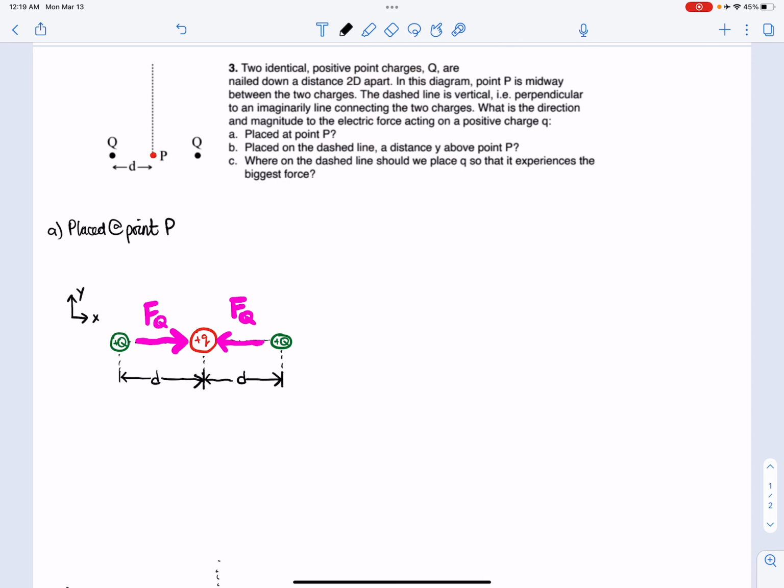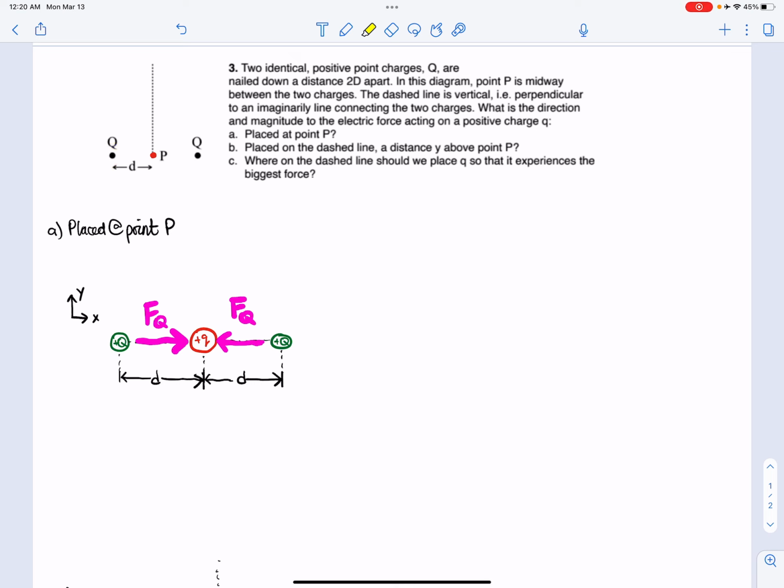I can say that we are going to experience two forces, right? And the first force is pointing towards the positive x direction. That's FQ right here. And an equal and opposite FQ pointing towards negative x direction due to this Q charge, right? Due to this Q. That's a negative FQ force and the positive FQ force due to this point Q.